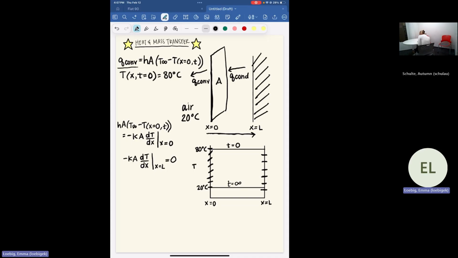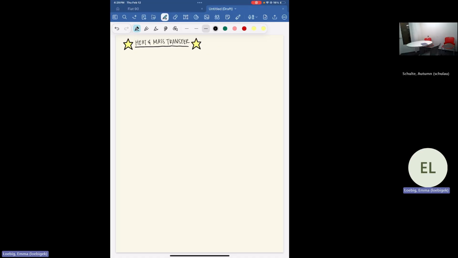So sketching this, we will have our steep slope up here looking like this. And gradually over time, we will see that it flattens out. So that is how you sketch the temperature profile for this example.